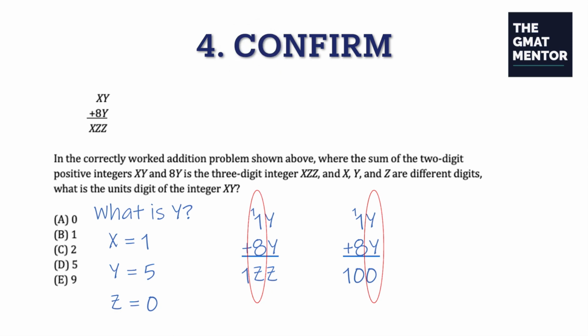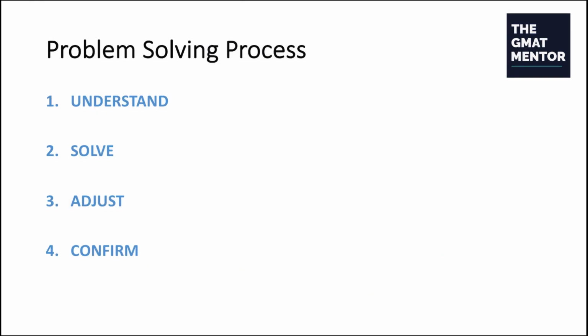Finally, step 4, confirm your answer. It's easy enough here to do a final check by plugging everything back in, which of course gives you 15 plus 85 equals 100. But the most important thing to do is to make sure you answer the right question. Note that x, y, and z are all represented in the answer choices. 1 is choice B, 5 is choice D, and 0 is choice A. It's all too easy to pick the wrong one if you aren't careful. Of course, here you are looking for y, so the correct answer is D, 5.